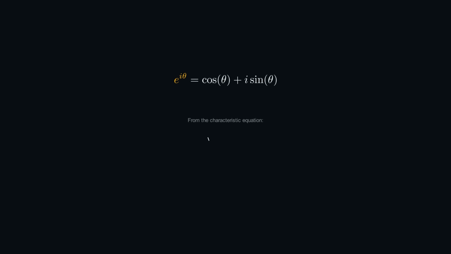A moment ago, the characteristic equation gave us the roots. Lambda equals plus or minus i omega, where omega is the square root of k over m. That means the exponential solution becomes e raised to plus or minus i omega t. And Euler's formula tells us exactly what those exponentials look like. The imaginary roots haven't produced something exotic. They've produced sine and cosine waves.